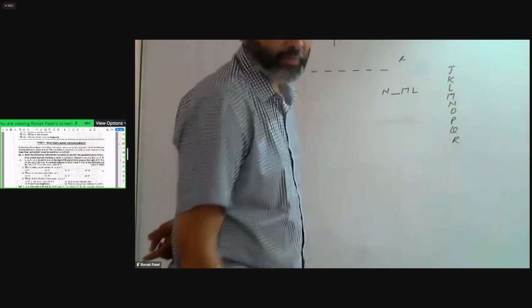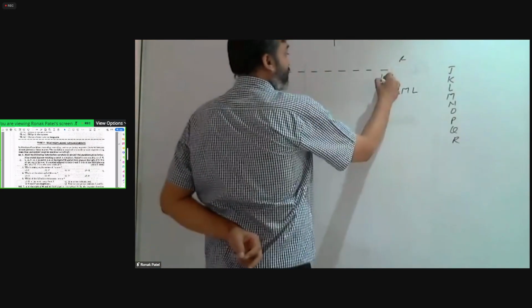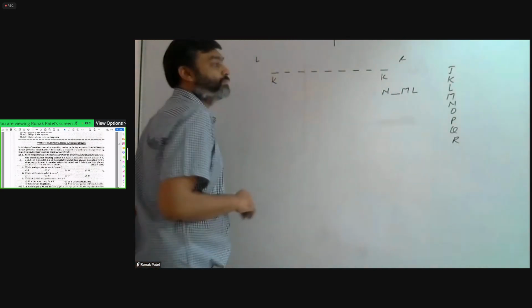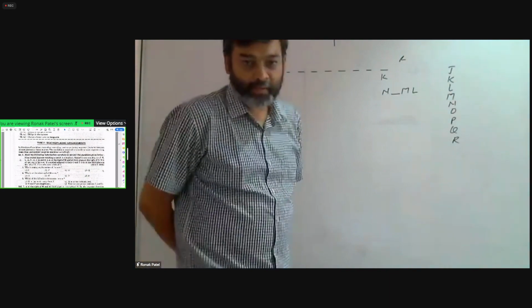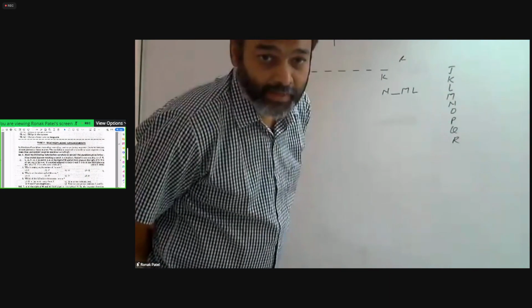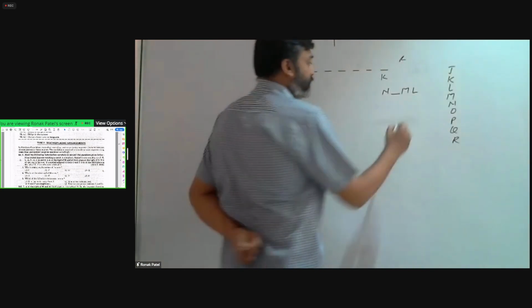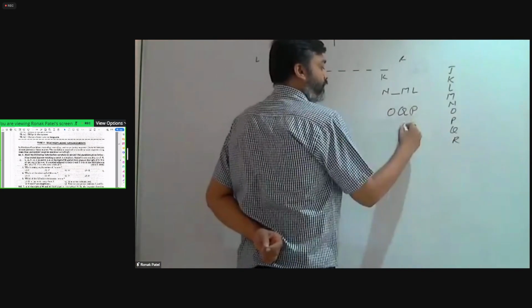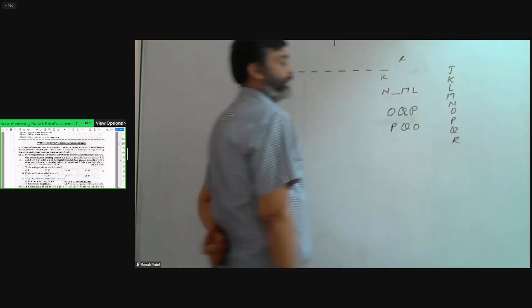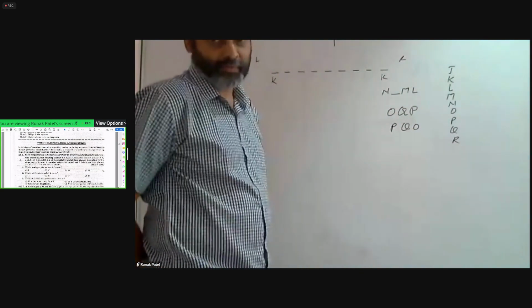K is at one end of the row. So K is either here or here. That is fixed now. Q is seated adjacent to both O and P. So Q, O, P or Q, P, O like this. Any two of these is the other information.